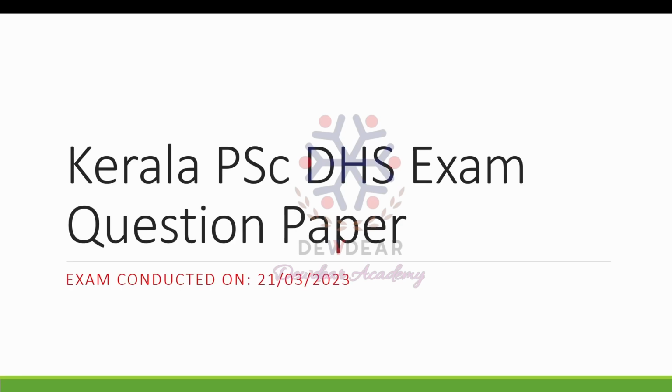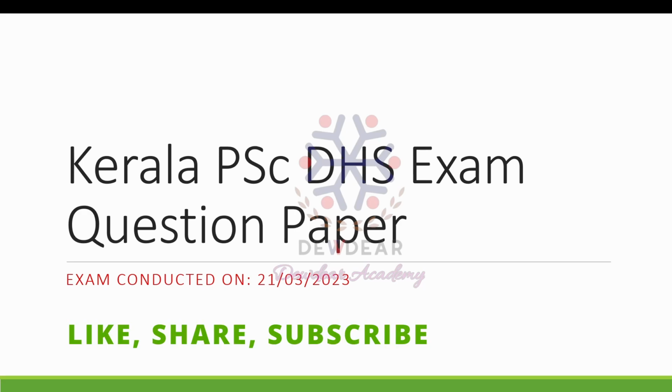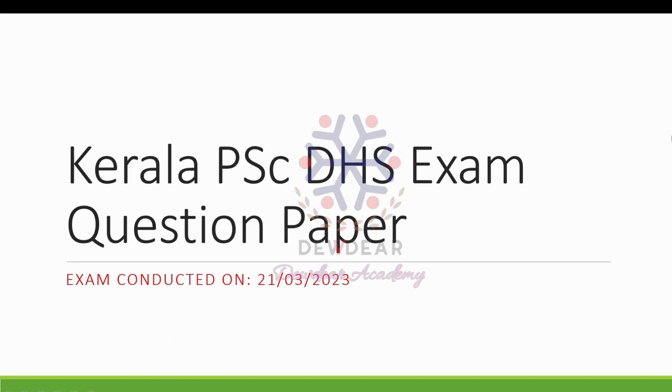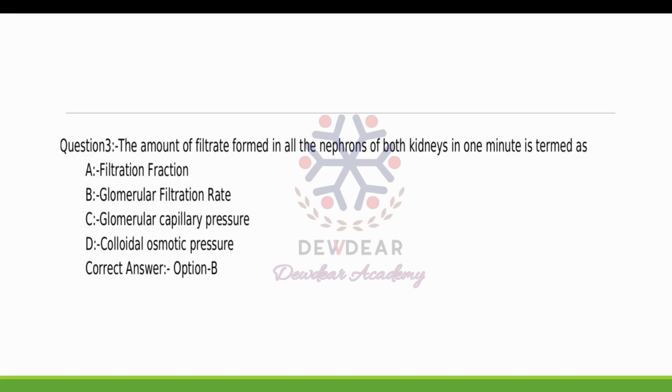Today I am going to discuss a question from the Kerala PSC DHS exam question paper, and the exam was conducted on 21/3/2023. These types of questions and the explanation of the answers will help you to have a brief understanding of the topic. So the question is: the amount of filtrate formed in all the nephrons of both kidneys in 1 minute is termed as. Options: filtration fraction, glomerular filtration rate, glomerular capillary pressure, and colloidal osmotic pressure.